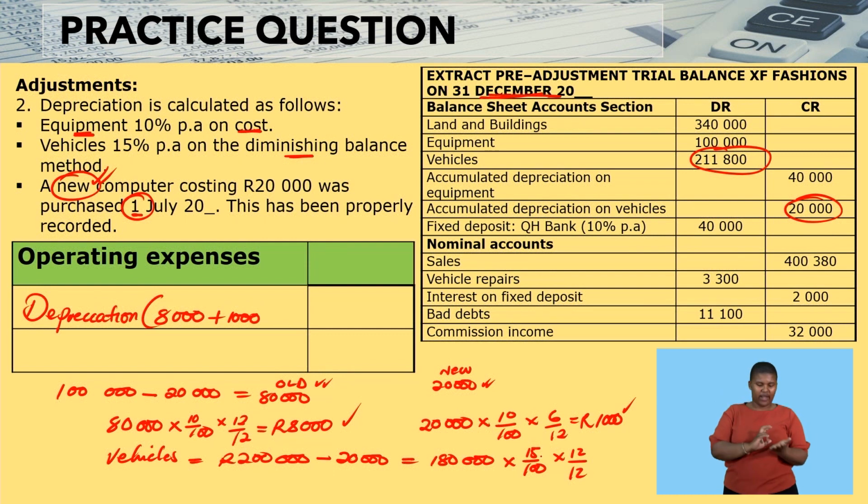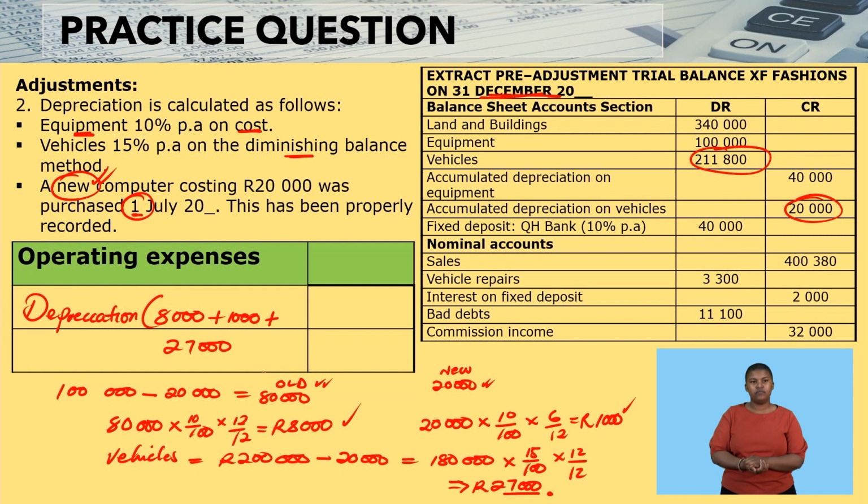I want you to grab a calculator, and I'm going to call the amounts for you. So it's your 180,000. Multiply that by 15 over 100. Multiply by 12 over 12. And your depreciation amount, therefore, becomes 27,000. This is depreciation for your vehicles. So I'll come here and say plus, I'm going to bring it in the line below, 27,000. That is how I get my 27,000 there.